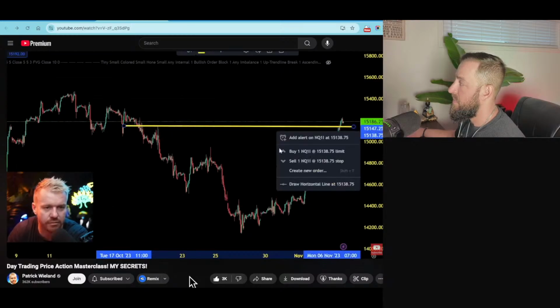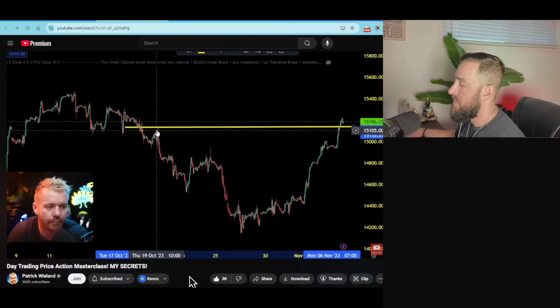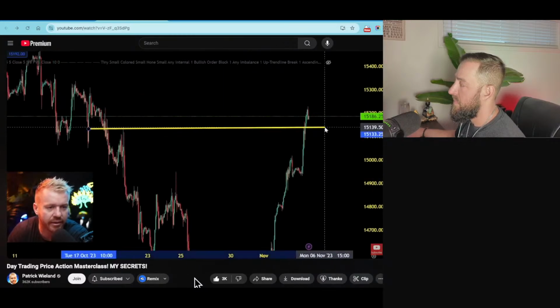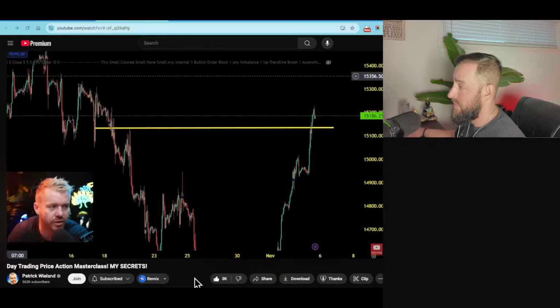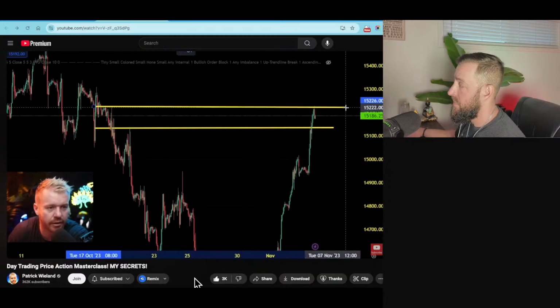Now, obviously, earlier in the day we wouldn't know that the price is going to be there. But looking back here on the hourly chart, we know that there is resistance at these levels. So we're going to draw this. This is back from Thursday, October 19th. And then we're going to draw this across there.